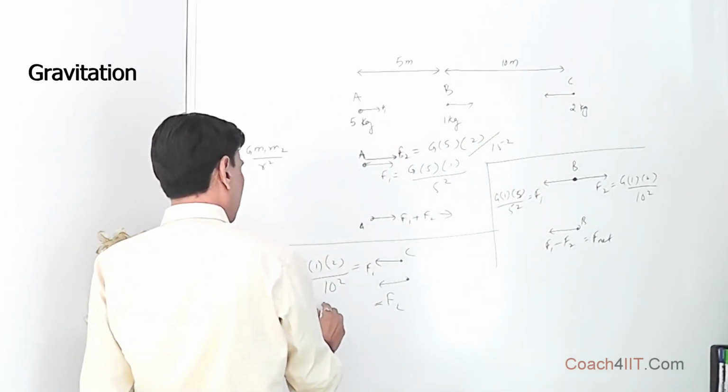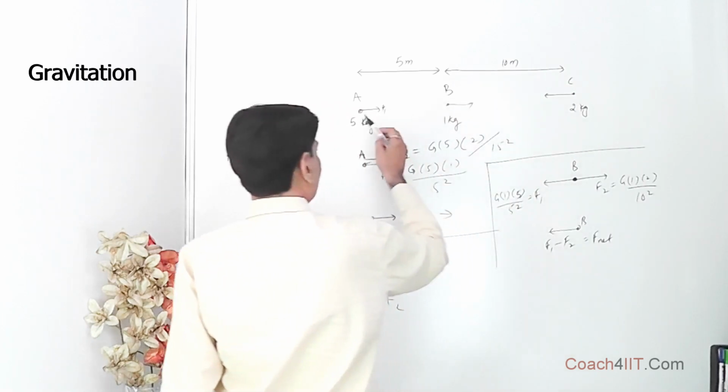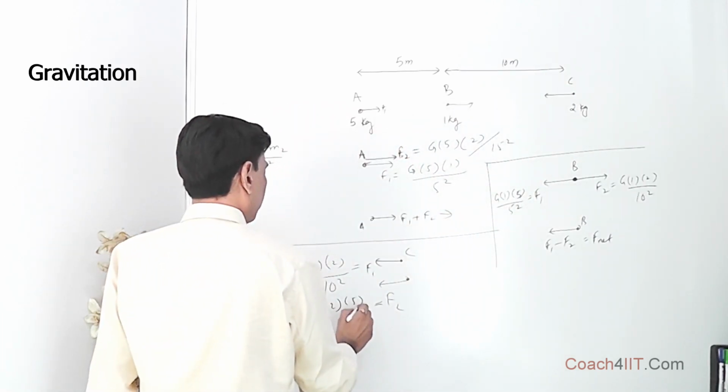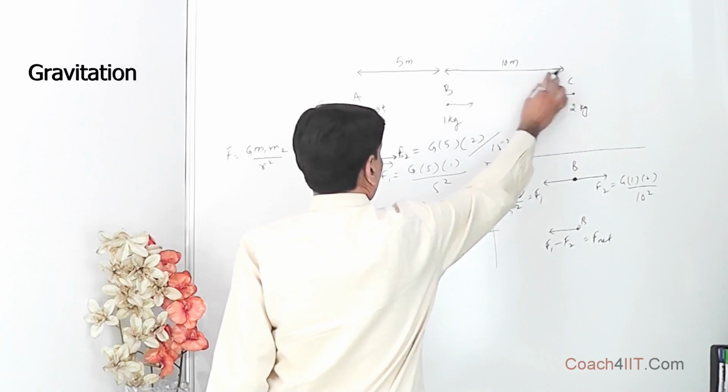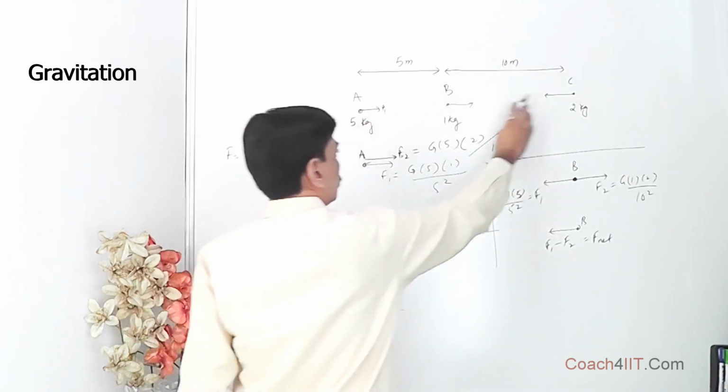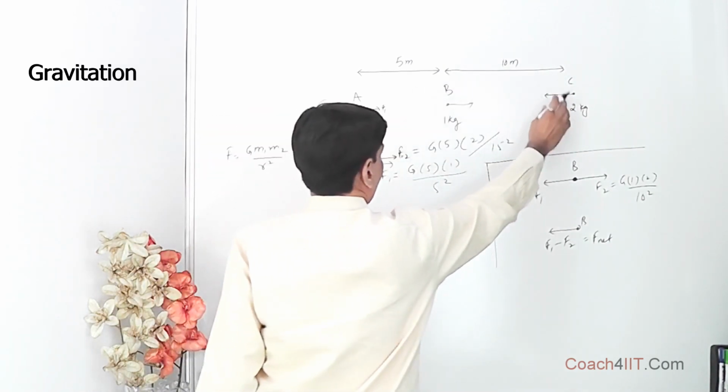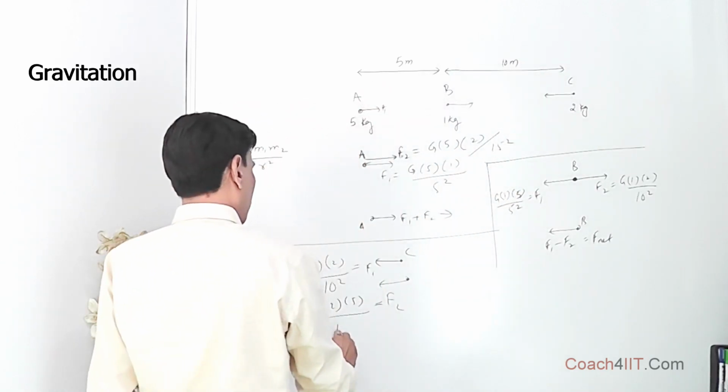So it is going to be G m1 m2, now we are talking about this mass and this mass, 2 into 5 upon r square. What is r? The distance between the two masses. Now we are understanding the interaction between these two bodies. So even the distance will be considered between these two bodies. So it is 15 square.